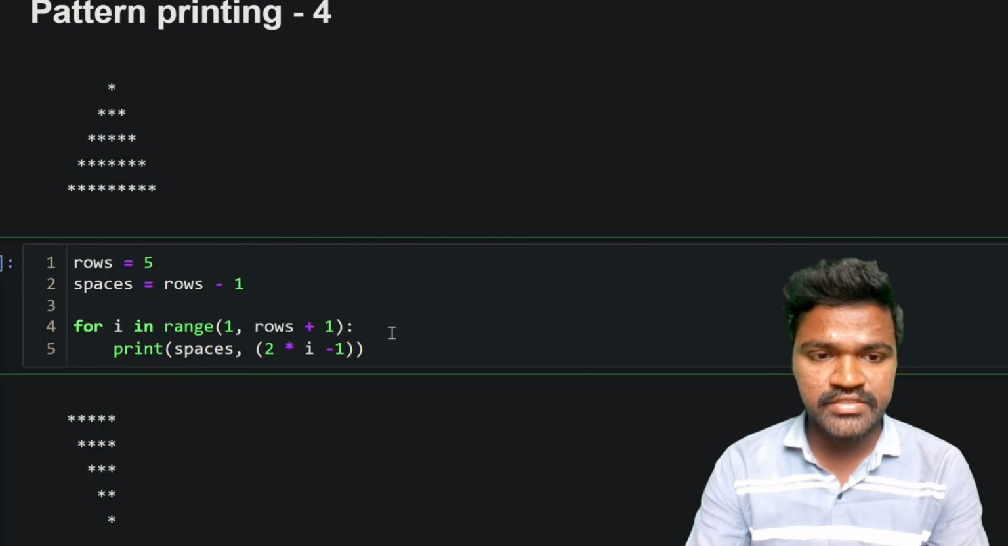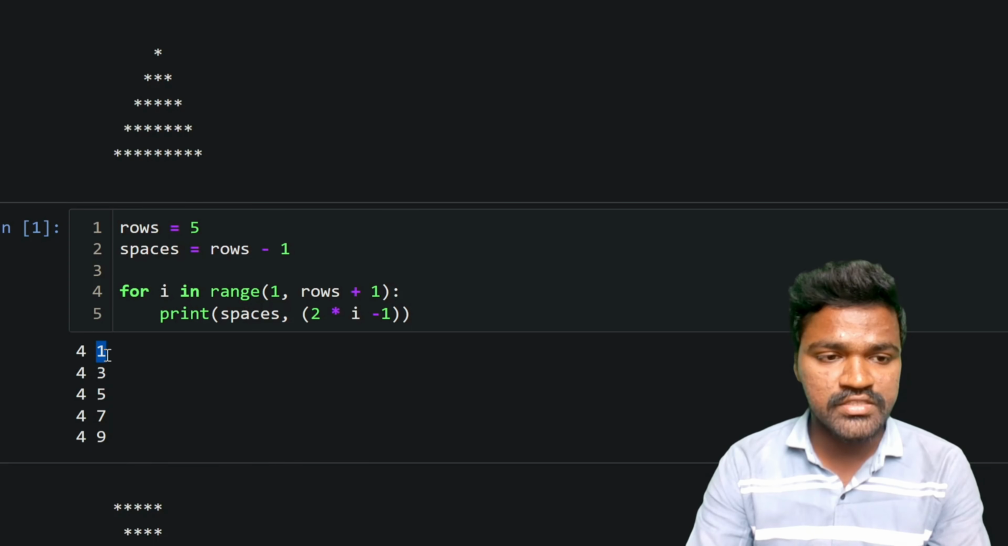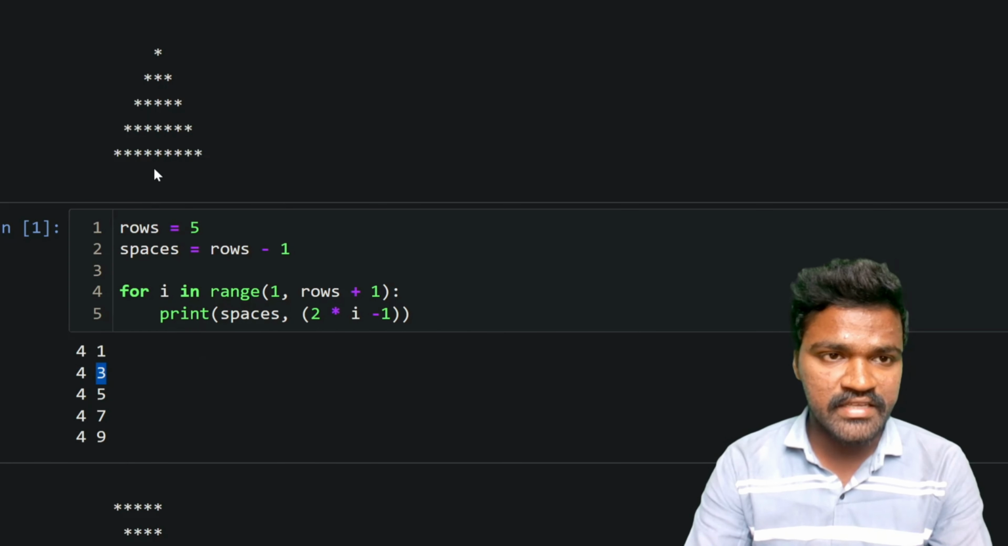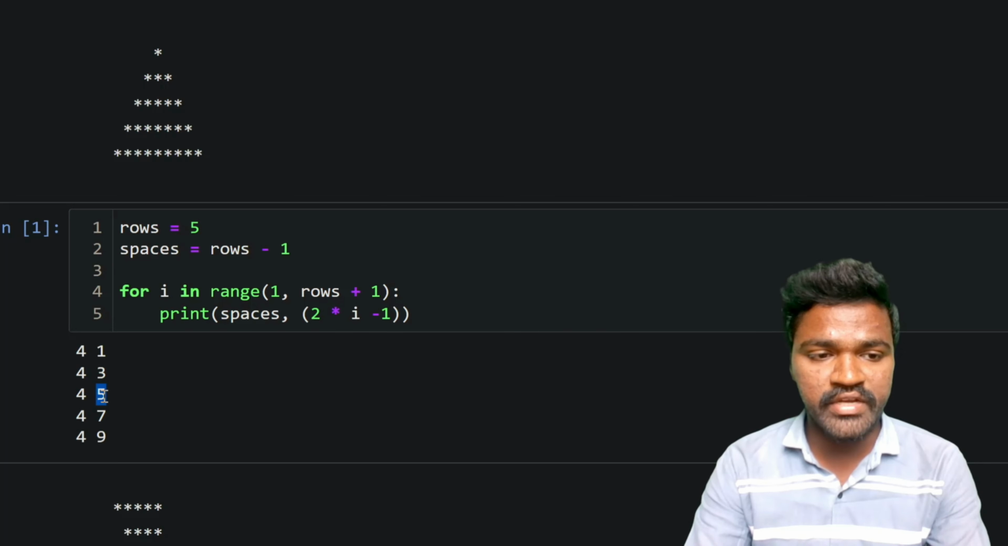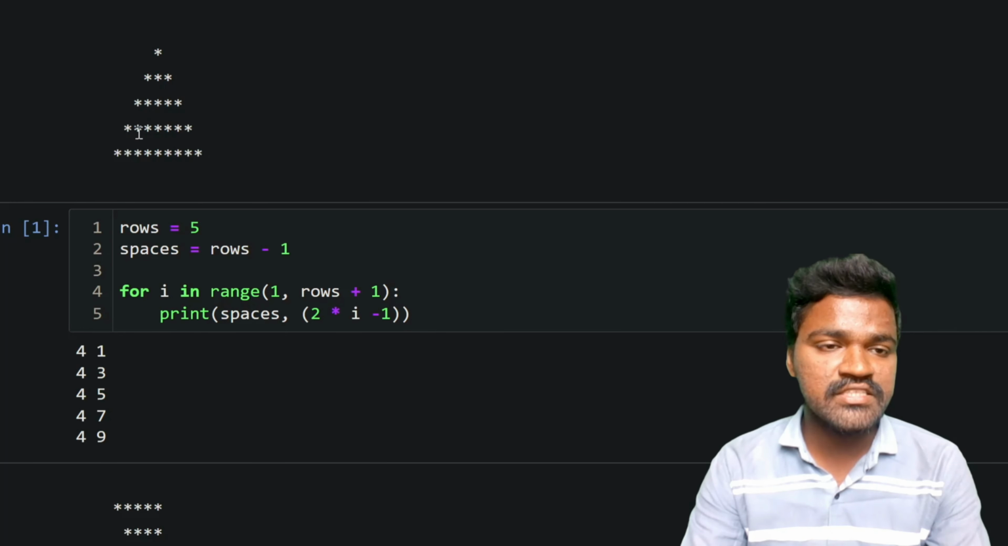So if I execute this, I can see the result. Let us not worry much about the spaces, and try to focus on the stars here. Initially, in the first line, I get 1 star. In the second line, I get 3 stars. In the third line, I get 5 stars. In the fourth line, I get 7. In the fifth line, I get 9 stars. Like this, we can generate this pattern.